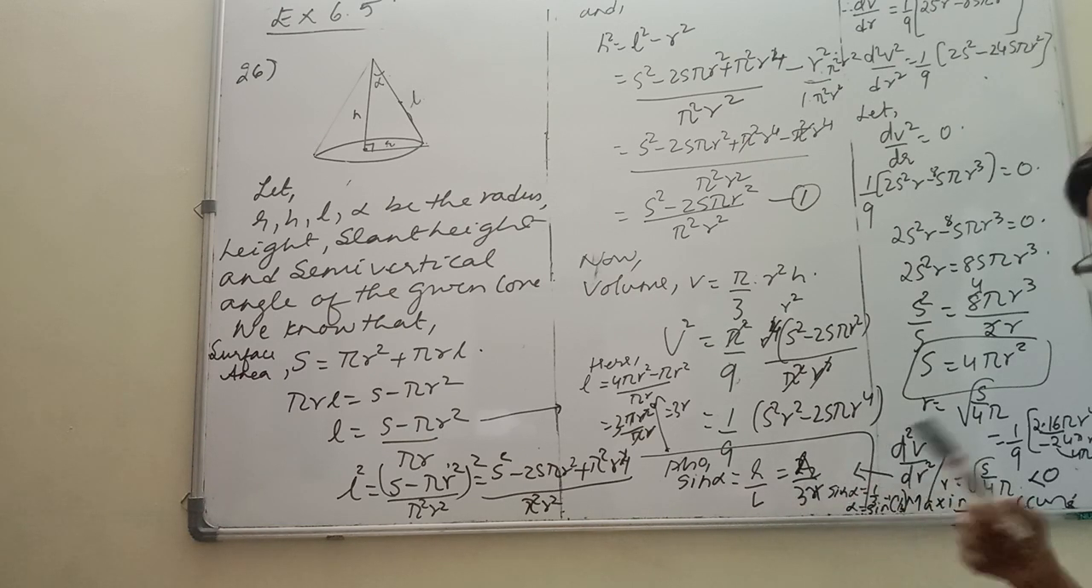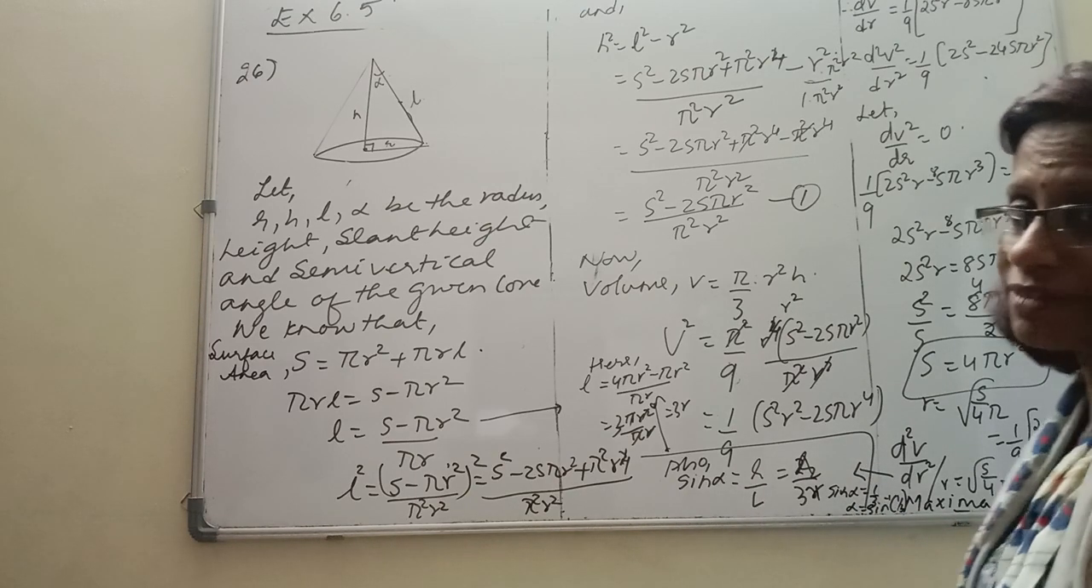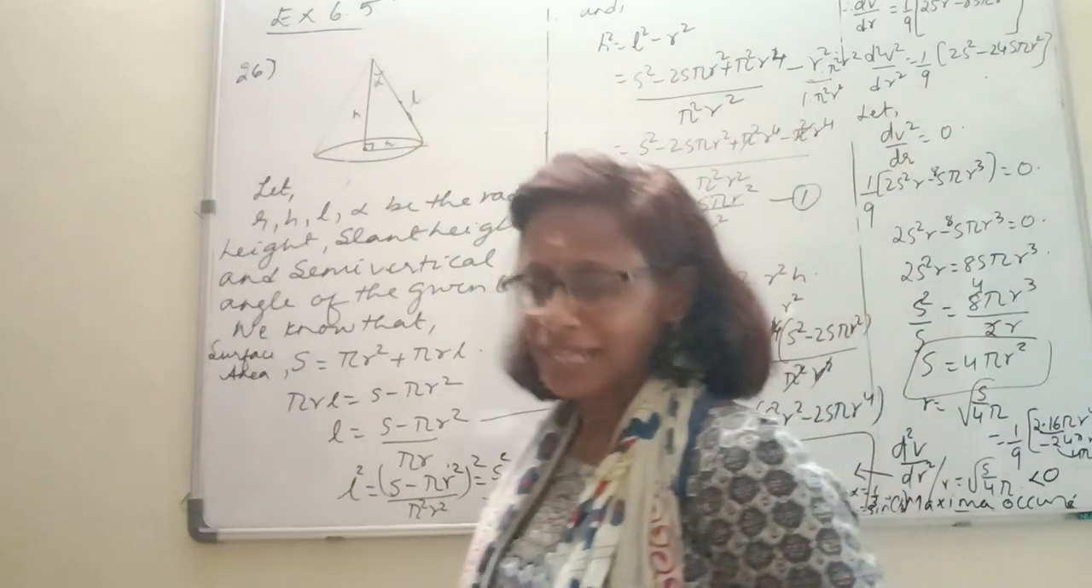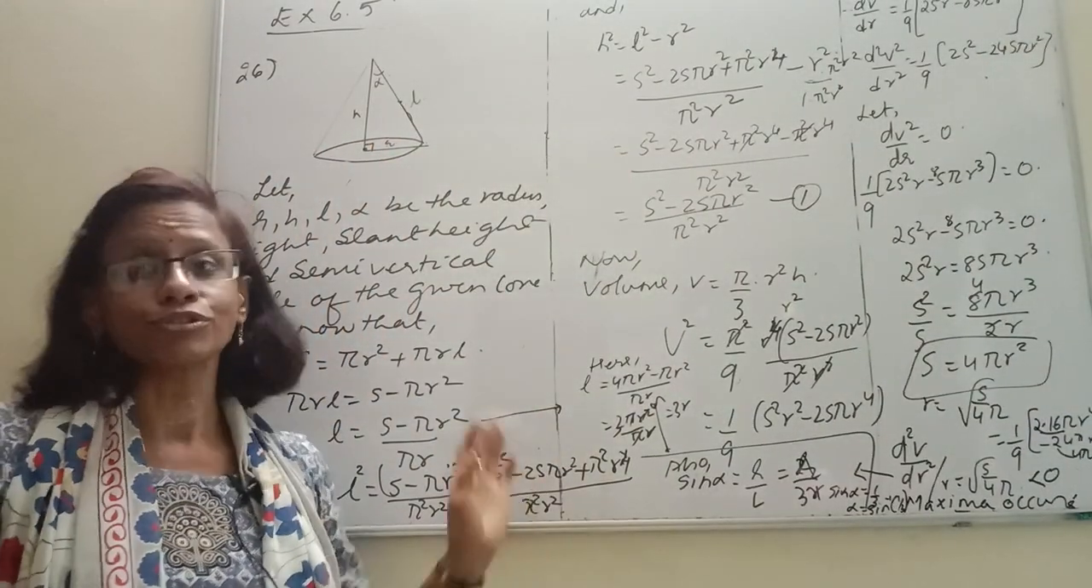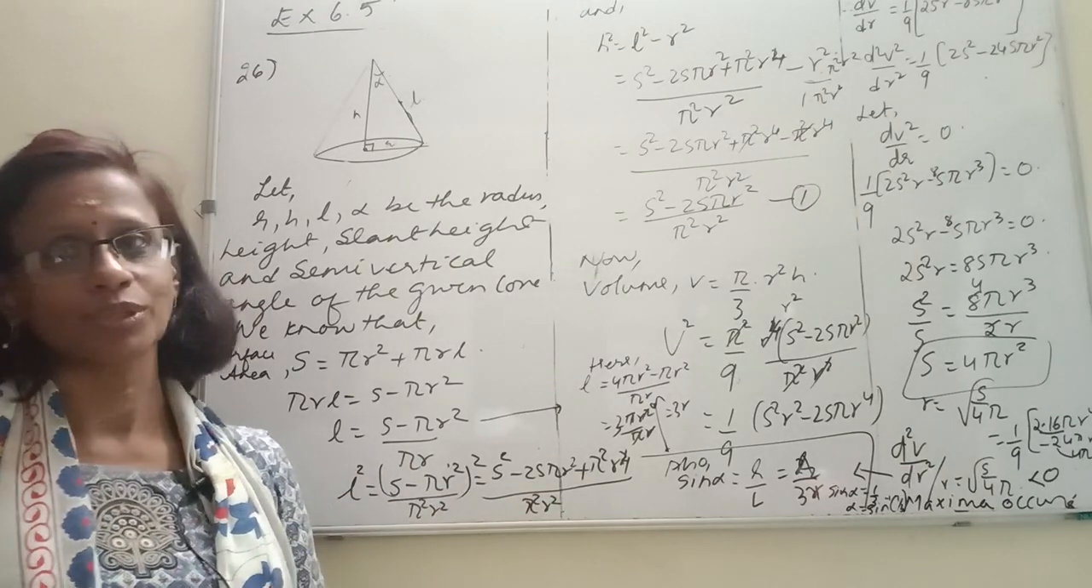That 3R we will substitute here. At the critical point, we know that L is 3R. So when we substitute it, things cancel each other and you're left with 1 over 3. So sine alpha is 1 over 3, and alpha is sine inverse of 1 over 3, as they have asked us to prove. So that's all about this problem, where we first show that the volume is maximum, and then whatever they ask us, we show that also.